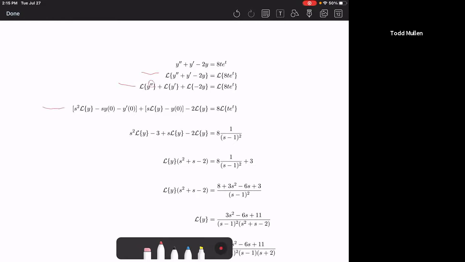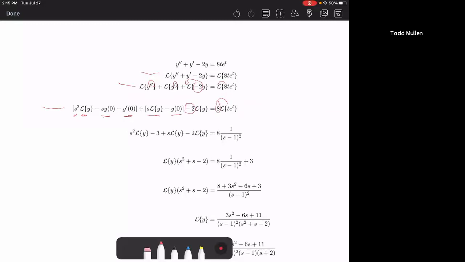So the second derivative of y, when we take the Laplace of that, it's s squared times the Laplace of y minus s times y of 0 minus y prime of 0. And then we have a similar thing for y prime, where it's just s times the Laplace of y minus y of 0. Here, all we're going to do is factor out that minus 2. That comes down here. And then on the right, we're going to factor out that 8. So there it is right there.